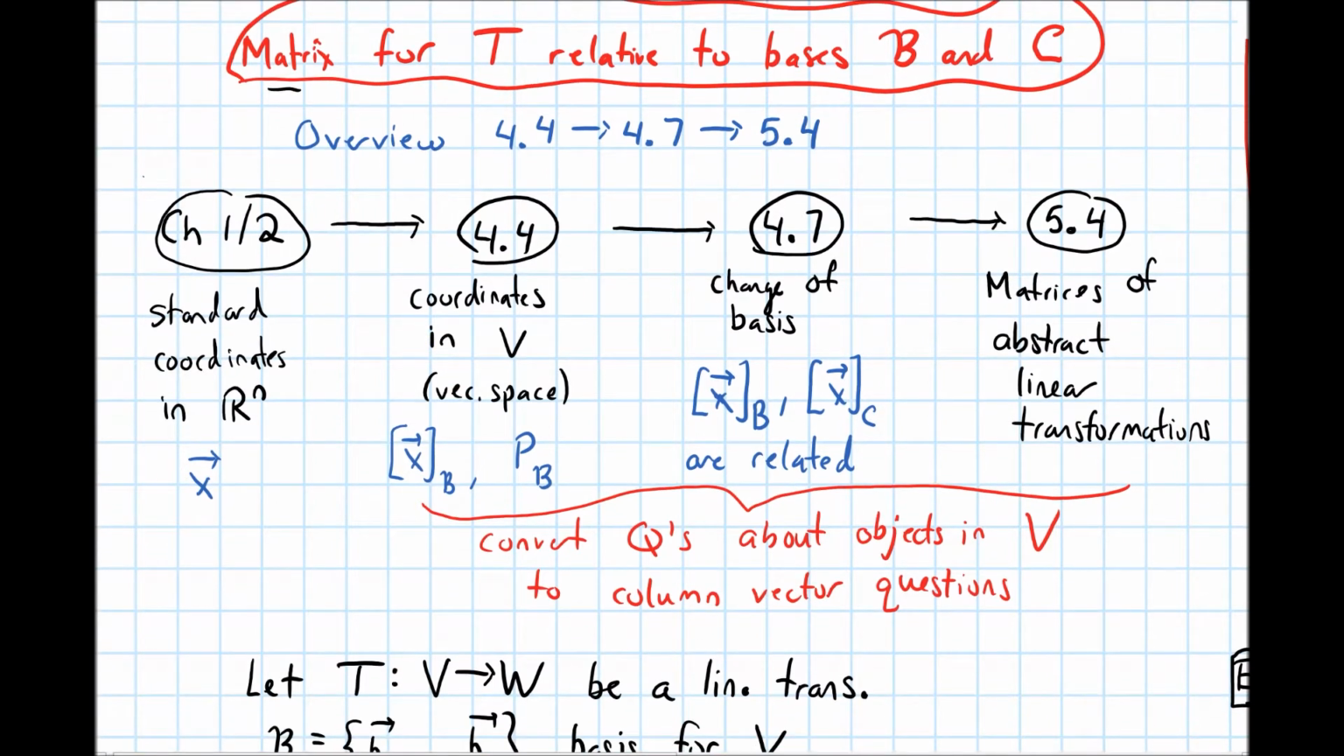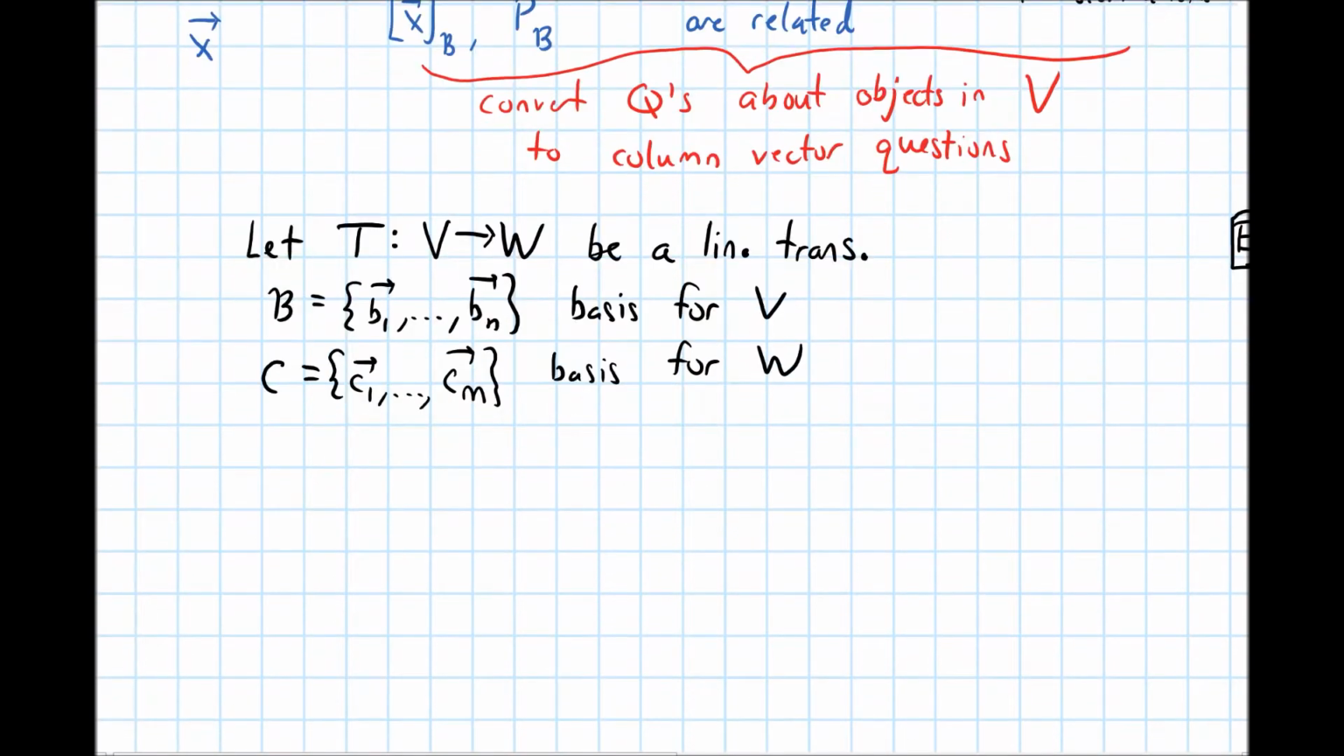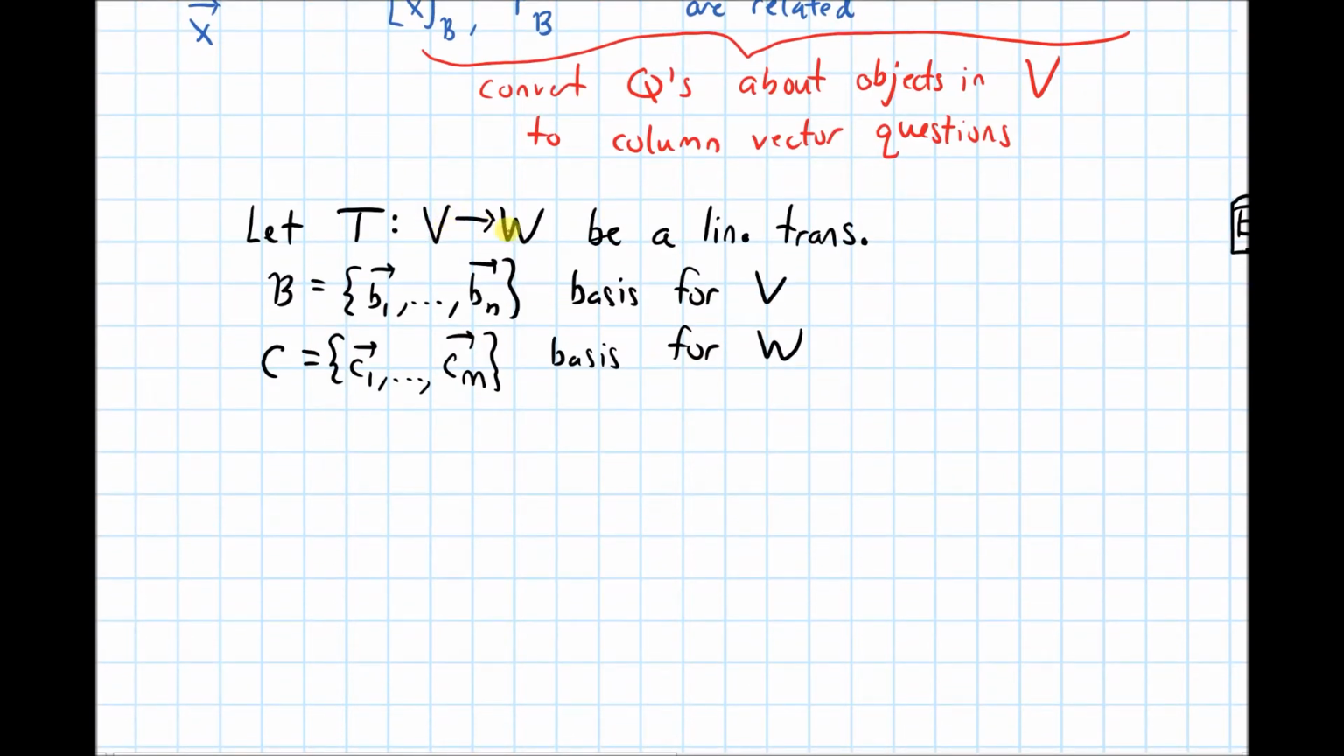Okay, so let me now start to get into 5.4 stuff. So I want to begin with some context. Let's let T be a linear transformation from a vector space V to another vector space W. Let's let B be a basis for V. So I'm going to say that B has the vectors B1 up until Bn in it. And then C is a basis for W, and it has elements C1 up until Cm. So it doesn't necessarily have to be the case that m and n are the same. The number of basis vectors in these two sets might be different.